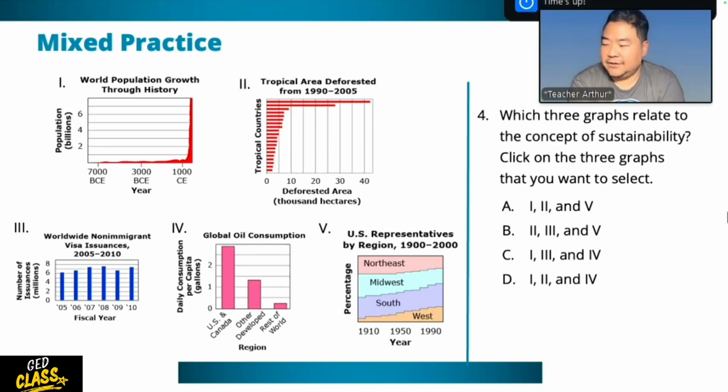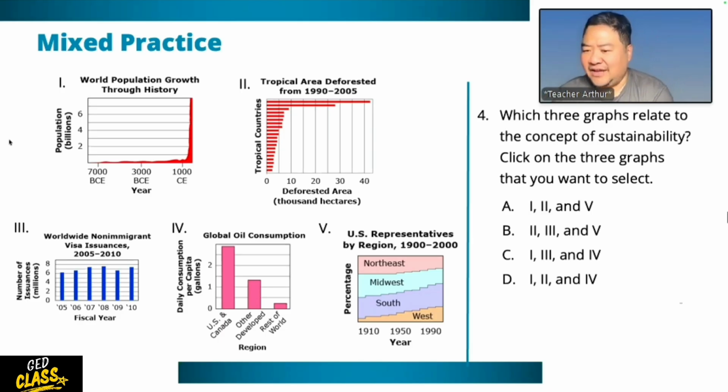All right, let's take a look at this. So the question here: which three graphs represent the concept of sustainability? The GD is doing us a solid here, saying there are definitely three graphs. And by the way, we have a multiple choice question here, but if you notice where it says click on the three graphs, we just made this into a multiple choice question.